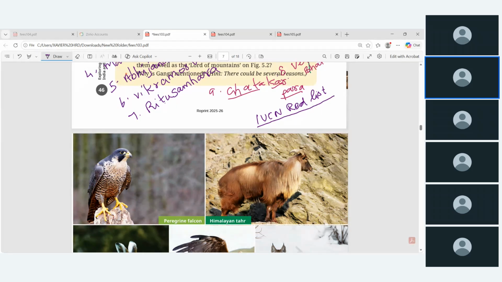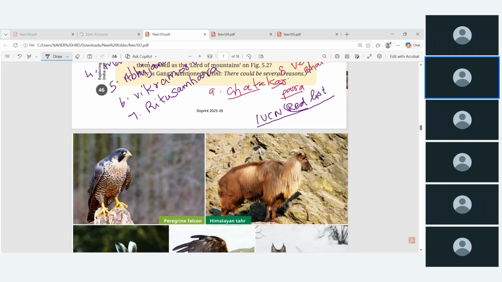The International Union for Conservation of Nature maintains a book called the Red List. In that book, all the species, flora and fauna, are categorized into different categories like least concern, near threatened, vulnerable, endangered, critically endangered, extinct in the wild. There are many such categories.